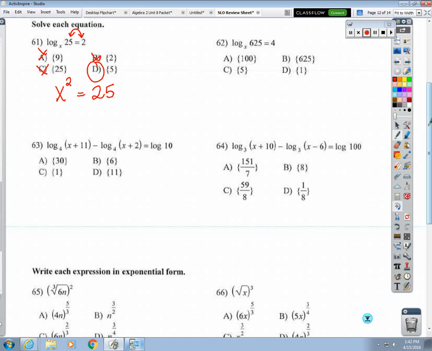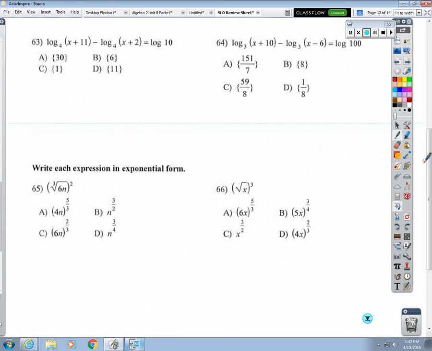Okay? All right, number 63. I'm going to work this one out the right way, but honestly, you're probably going to end up just plugging in each choice on the test. But I want to show you, because some of you might remember how to do it. The first thing I've got to do is condense it. So they're both log base 4, so I'm going to write that once. Since it's subtraction, when I condense it, it will be division. Well, what is the numerator? X plus 11. What's the denominator? X plus 2, and then equals log 10.